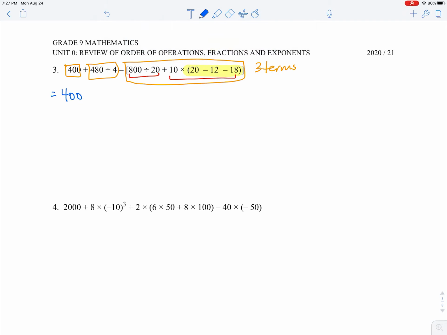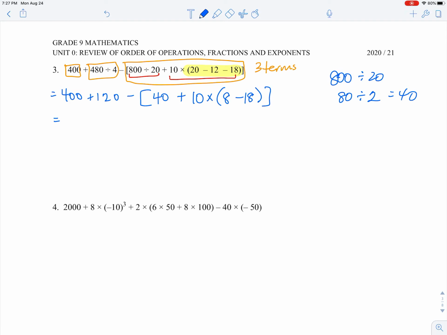So 400 is 400. 480 divided by 4 is 120. 4 divided by 4 is 1, 8 divided by 4 is 2, and then a 0. Minus. Now we've got these square brackets. Inside the square brackets, I had 2 separate terms. So 800 divided by 20 is the same as 80 divided by 2, which is just 40. So that's 40 plus 10 times, and so I've got 20 take away 12, that gives me 8. I'll just write out the extra steps. So 8 minus 18.